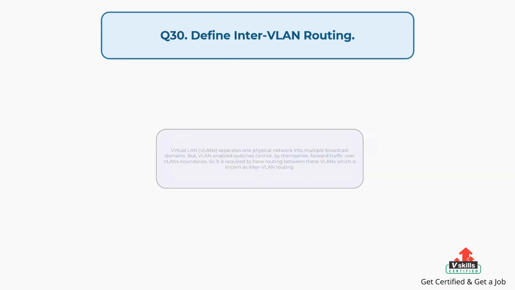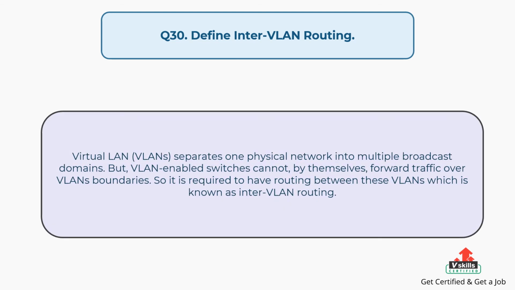Question number 30, define Inter-VLAN routing. The answer is: Virtual LANs, VLANs, separate one physical network into multiple broadcast domains. But VLAN-enabled switches cannot, by themselves, forward traffic across VLAN boundaries. So it is required to have routing between these VLANs, which is known as Inter-VLAN routing.